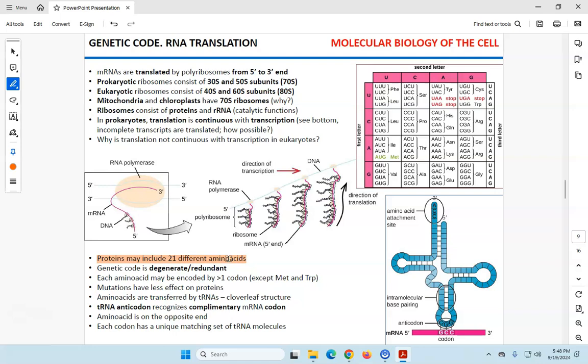So if you consider an amino acid some kind of an object and nucleotides you consider letters, we have an alphabet that consists of 4 letters. If it's DNA, it's A, T, G, and C. If it's RNA, it's A, U, G, and C. Do you follow? All right.